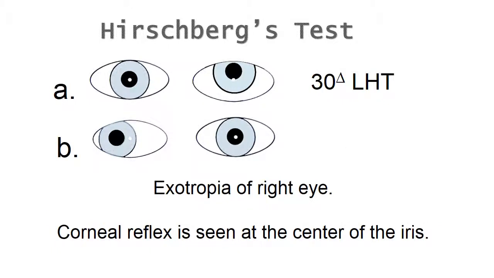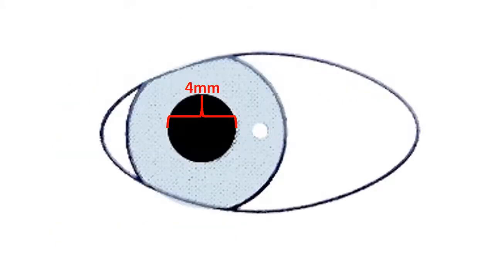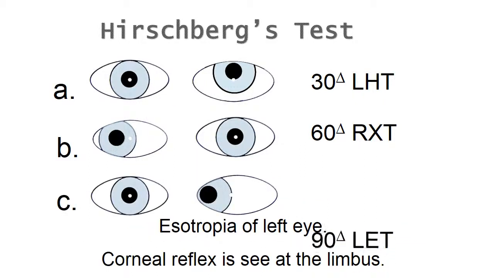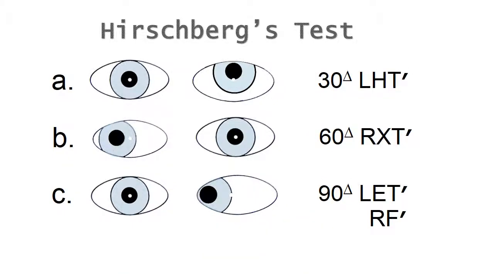With the second example, that corneal reflex is now in the center of the iris, approximately 2 additional millimeters, so 4 millimeters from the center of the pupil, or 60 prism diopters, right exotropia. In this third example, we now have a corneal reflex approximately 6 millimeters from the center of the pupil, or 90 prism diopters. It is left esotropia.